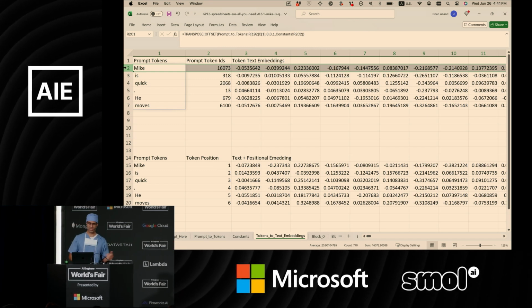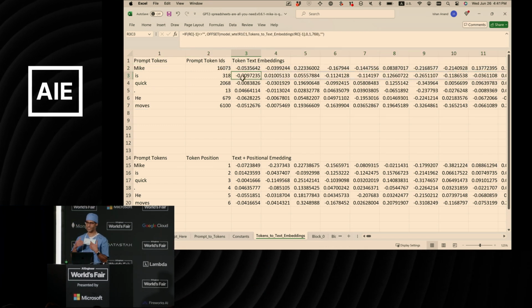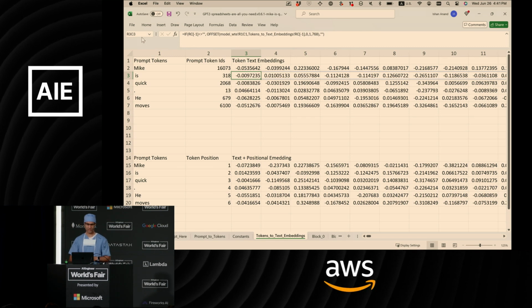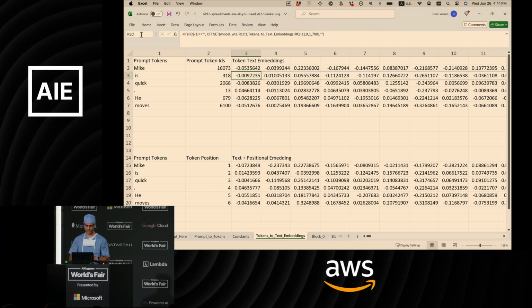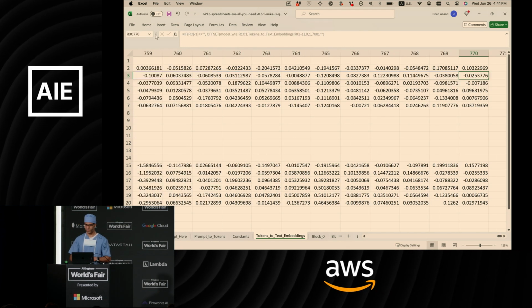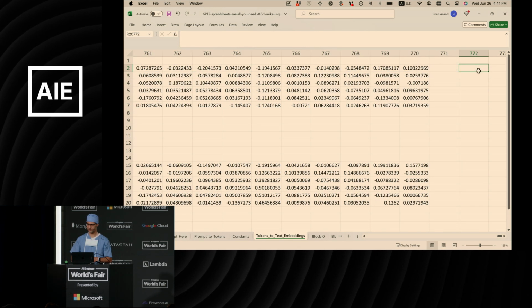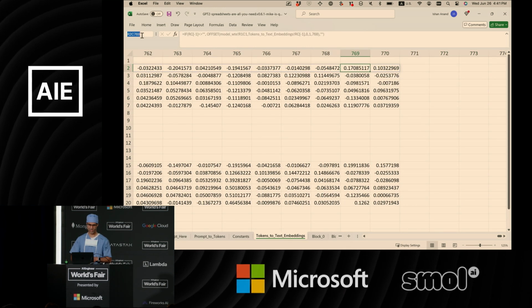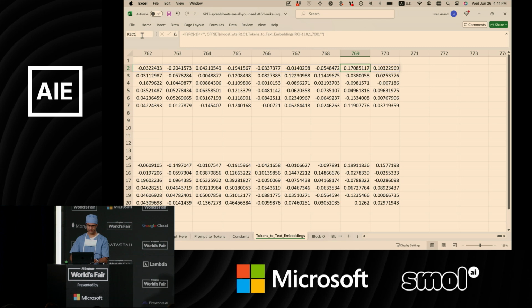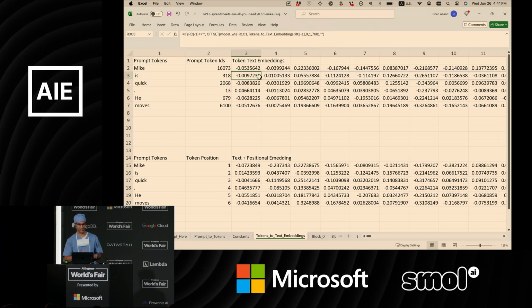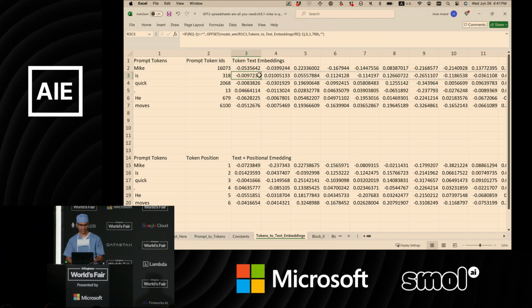Now, in the case of GPT-2 small, the embeddings are 768 numbers. So we're starting at column 3. That means if we go to column 770, we will see the end of this. And so there's the end of our embeddings for Mike. And then let's go back. And each one of these, again, is the embedding for each token.